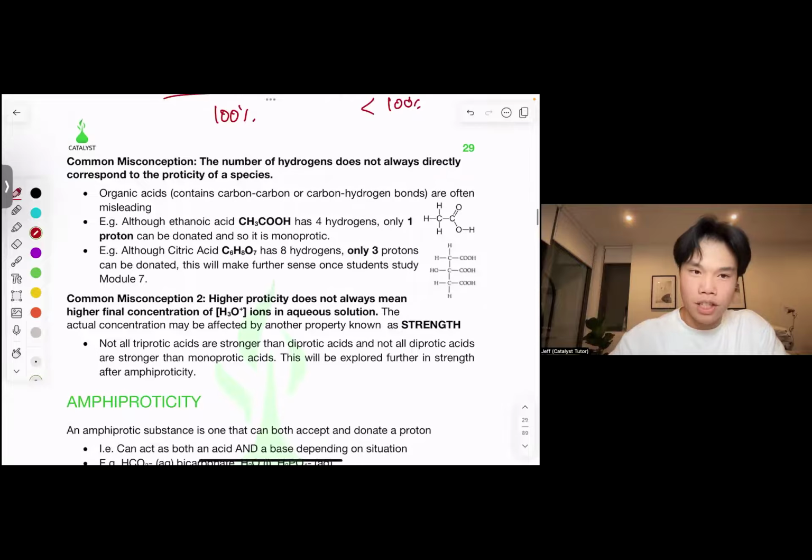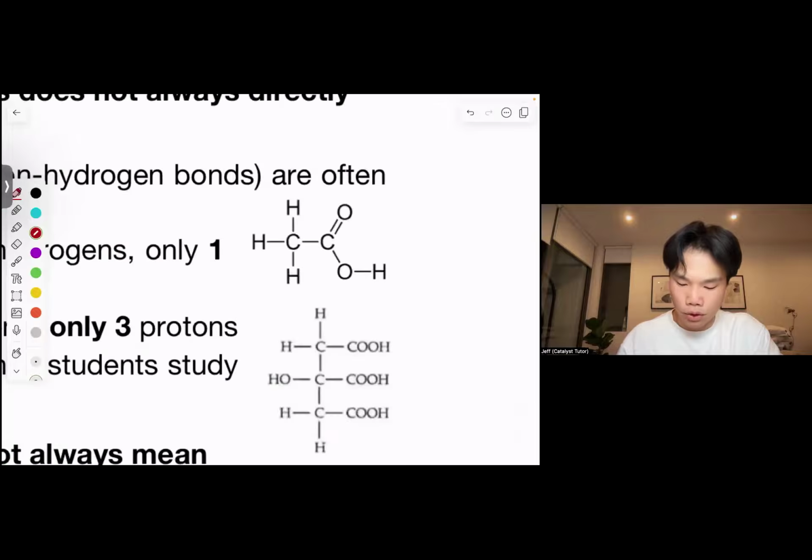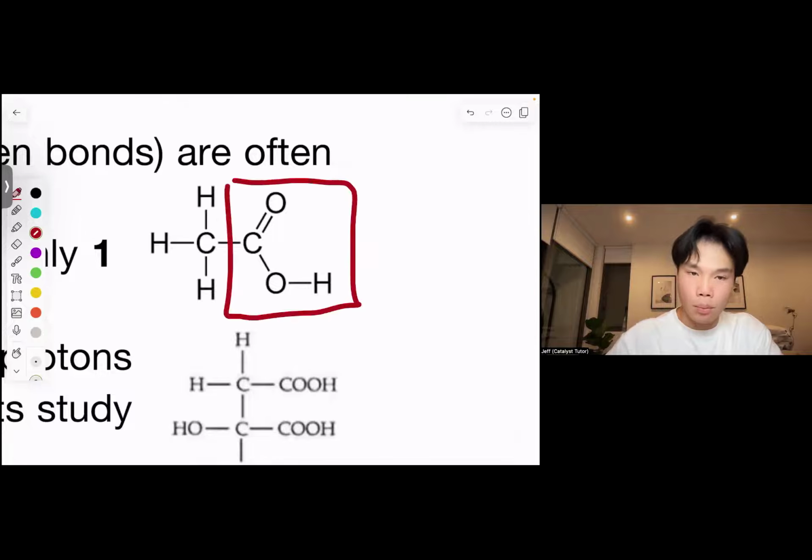So 2 common misconceptions, let's get out of the way. The number of hydrogens does not always correspond to the proticity. So you have 4 hydrogens in ethanoic acid, but we know this is monoprotic. And for those of you who have been through Mod 7, which you should have been, we should know that's because we have a carboxyl group. And a carboxyl group, each one can lose 1 hydrogen. These C to H bonds are really stable, so they will not break. You cannot ionize those bonds.